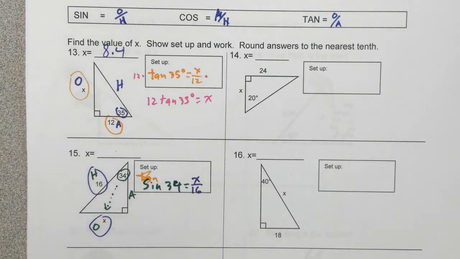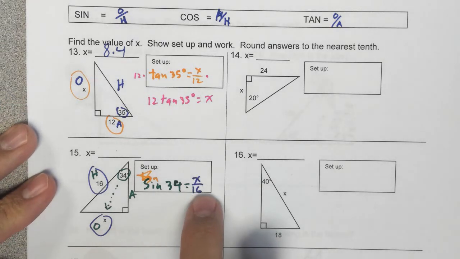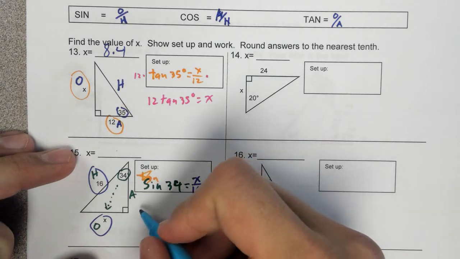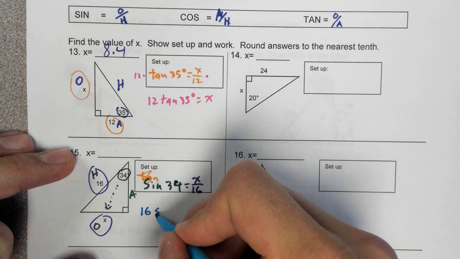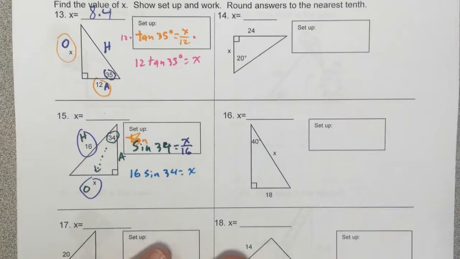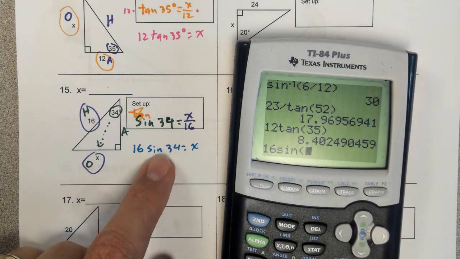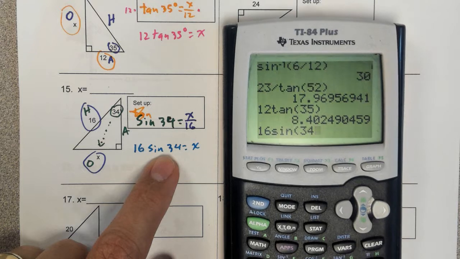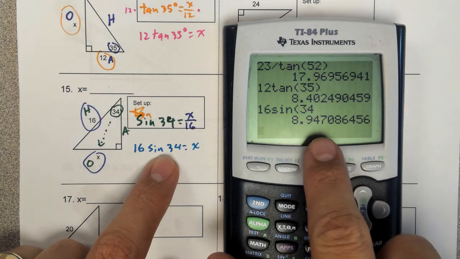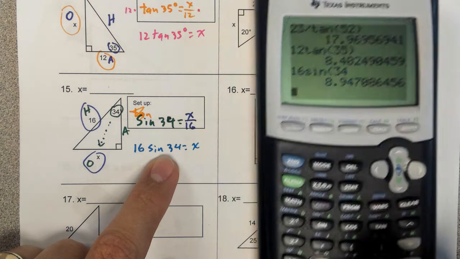Let's go ahead and do this one, just like the other one. My denominator is actually a number. I am going to multiply both sides by 16. So I end up with 16 sine of 34 is equal to x. When I have the x by itself, calculator time, 16 sine 34, enter, and we get 8.9.